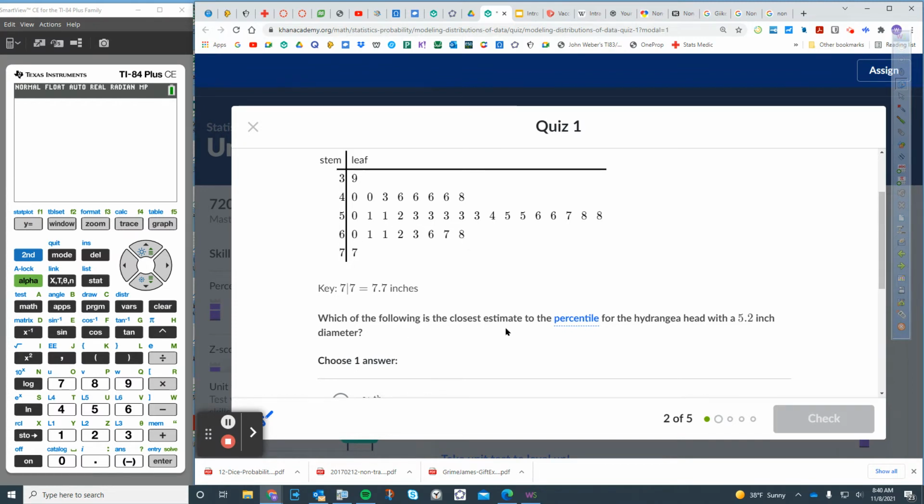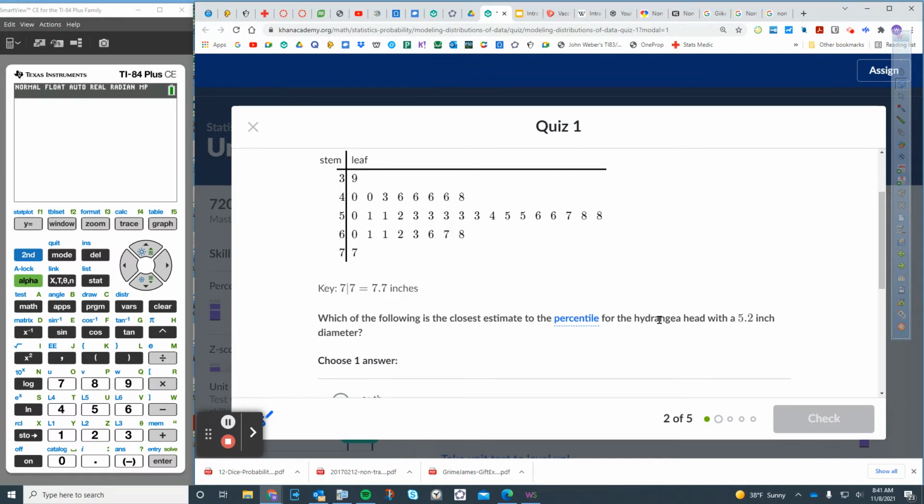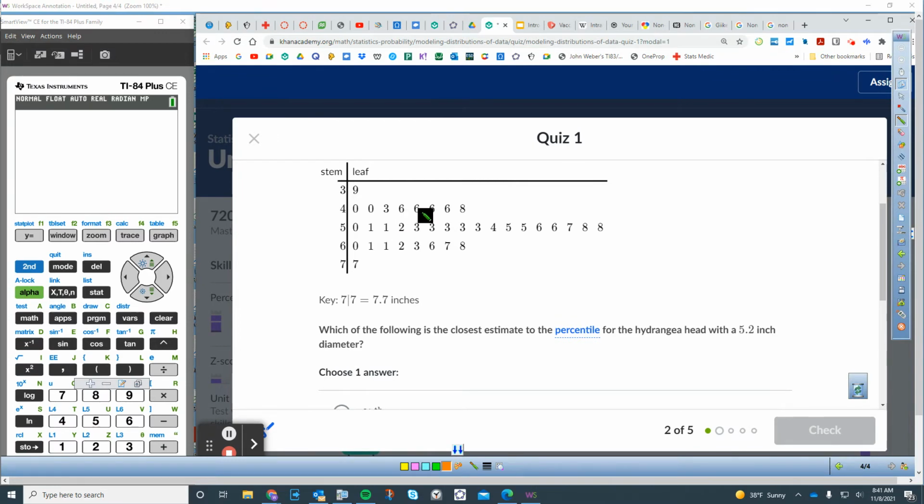Which of the following is the closest estimate to the percentile? Percentile tells us what percent of observations are less than or equal to a given value in the distribution. So we're trying to find the percentile for the hydrangea head with a 5.2 inch diameter. Where is 5.2? Right here. Let's box this up, 5.2. Then we're going to count that and all the values below it.